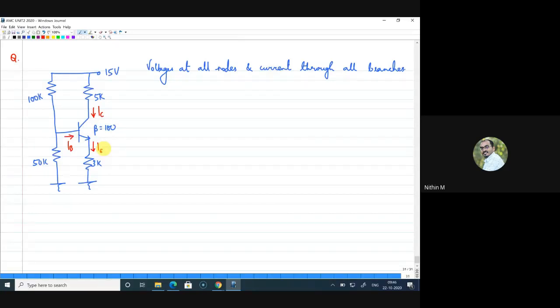So there is one main difference between how we solve a question for a MOSFET when you have a voltage divider biasing, and how we solve a question when the active device is a BJT. The difference is here. Say for the same question, we have solved a similar question in the case of MOSFET. We solved a question with the same numerical.